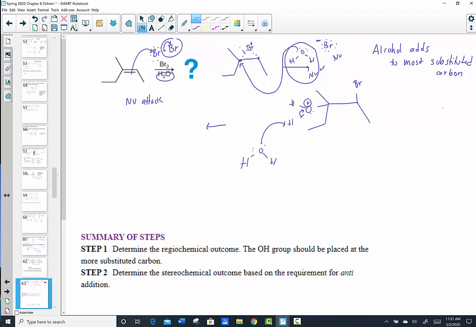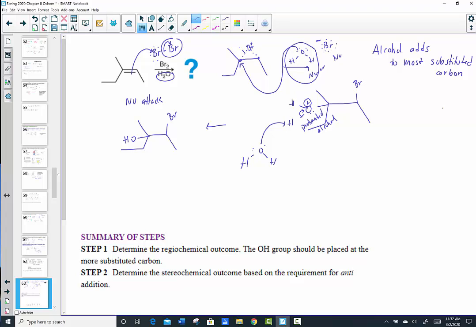So we end up with a protonated alcohol. We need to deprotonate that alcohol, meaning this hydrogen will be abstracted and that bond collapses. And so ultimately, our OH added to the carbon that was most substituted, and the bromine added to the carbon that was least substituted.